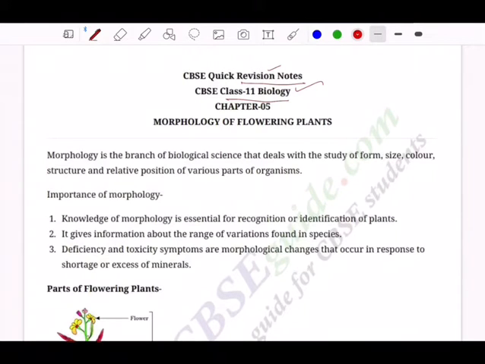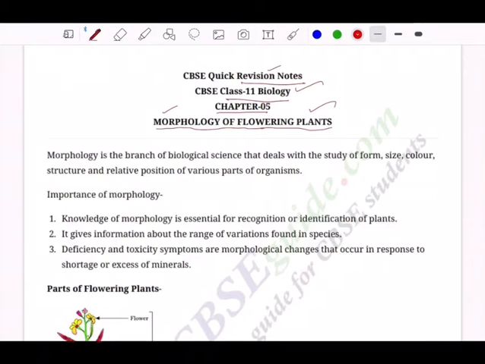And as we all know, we are revising chapter-wise, and in this session we are revising chapter number 5, morphology of flowering plants. What do you mean by morphology? Study of external features. Outside features is morphology. Remember, we are not going to talk about anatomy in this chapter, only morphology.